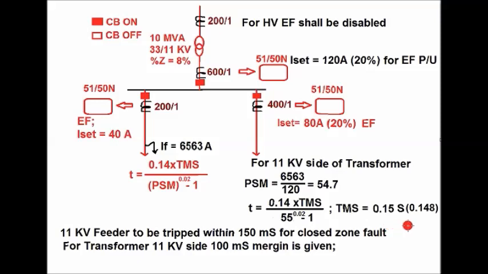So this is how the TMS of the overcurrent and earth fault relay is calculated. Again, for this calculation, we have neglected the source impedance and we have assumed that the three-phase overcurrent fault current is equal to the single phase to earth fault current.